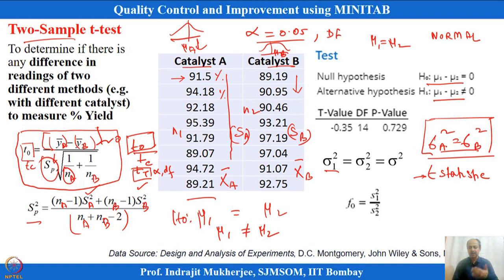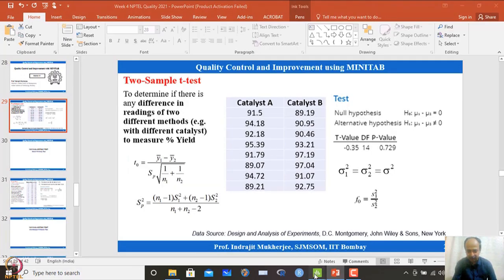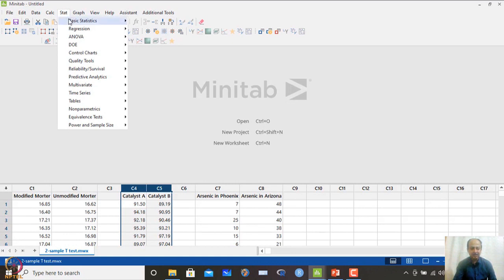So, normality, independence, that the data sets are independent, and whether the variance is the same or not will also be considered over here. I have this data set in Minitab, so I will try to do the test as per the requirements. The data set is in columns C4 and C5. I will go to Stat and Basic Statistics.